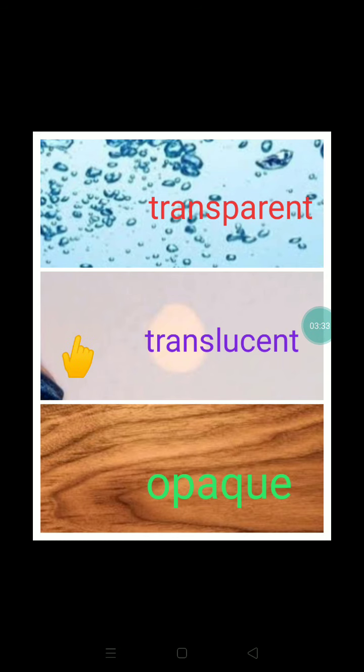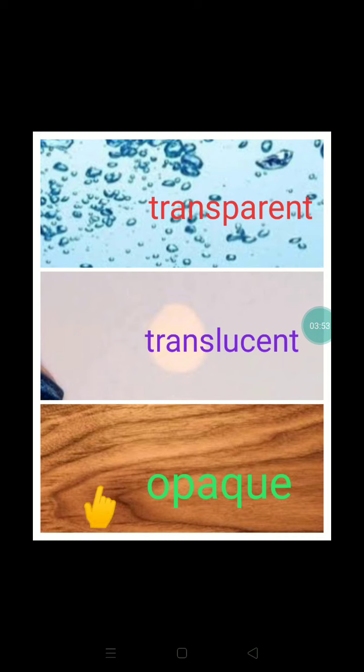And the second type is translucent. It is a medium through which the light propagates partially. For example, paper. Paper is not able to pass the whole light incident on it. It passes only a few of them. Such mediums are called translucent.